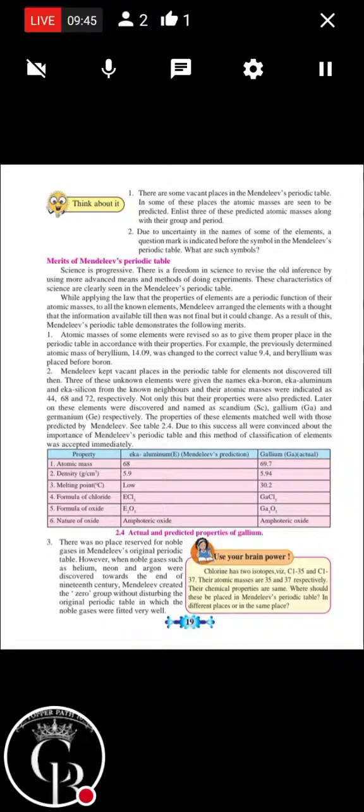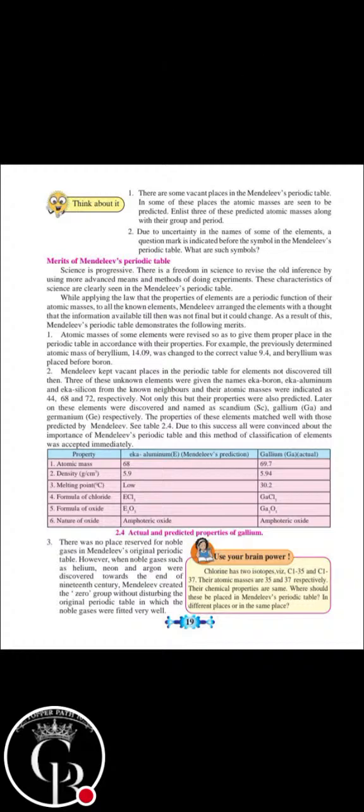Later on, these elements were discovered and were named scandium, gallium and germanium, respectively. The properties of these elements match well with those predicted by Mendeleev. Due to this success, all were convinced about the importance of Mendeleev's periodic table.